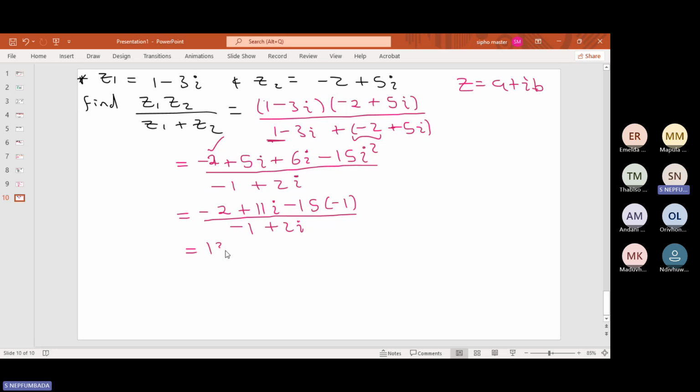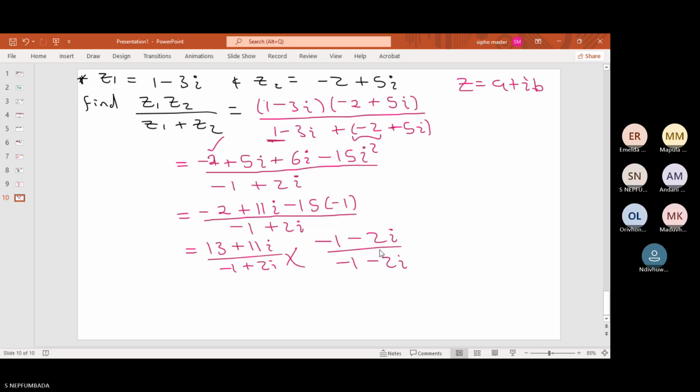Then this is what? Is it 13 plus 11i divided by -1 plus 2i. Then we multiply by the conjugate. Is that so? Are we still together? Yes. Then we get what?